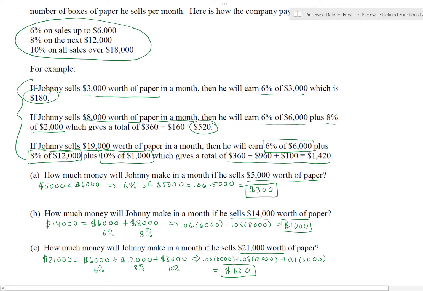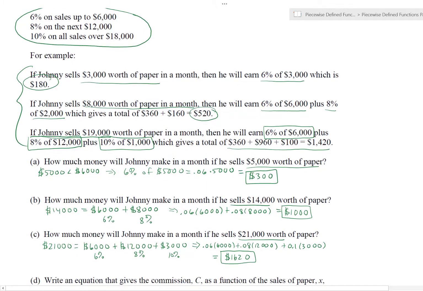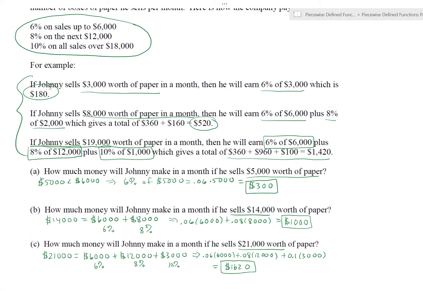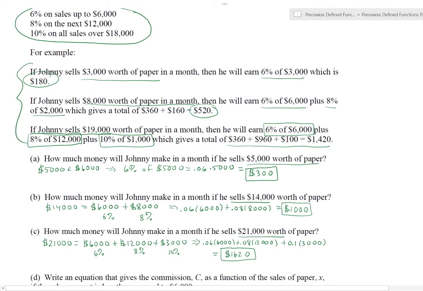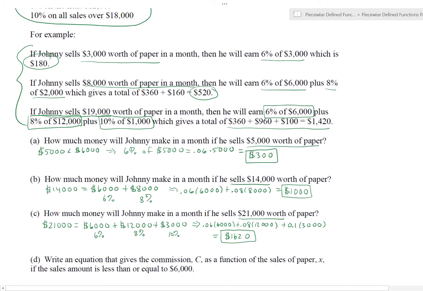So this part of the problem is just supposed to help us dissect how this commission scale works and get an idea about how we could construct a function that gives us, in general, the amount of money he's going to get from the commission scale. So you can see in part D here, that's the first chunk we have to answer: find an equation that gives this commission as a function of the amount of paper sales he has. Let's call that X in a month.